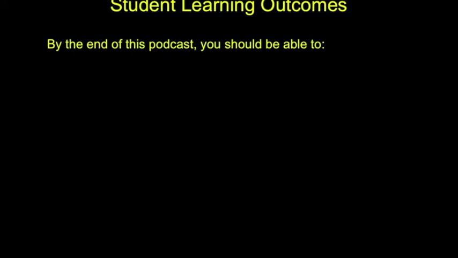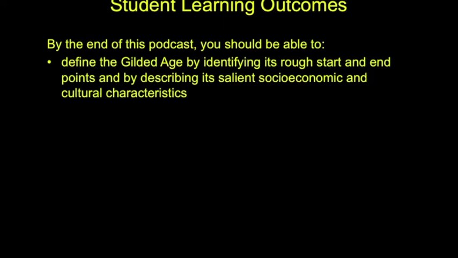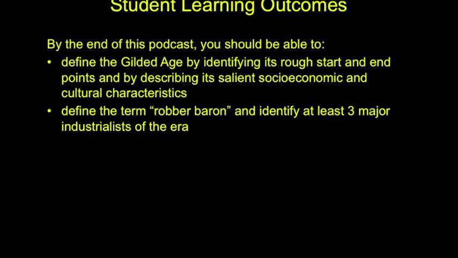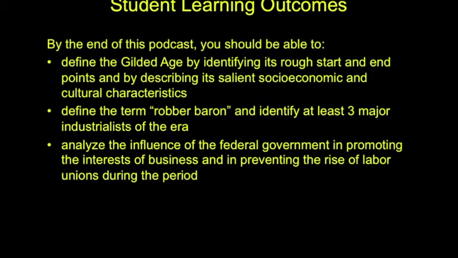By the end of this podcast, you'll be able to define the Gilded Age by identifying its rough start and end points, by describing its salient socioeconomic and cultural characteristics, define the term robber baron, and identify at least 3 major industrialists of the era, and analyze the influence of the federal government in promoting the interests of business and in preventing the rise of labor unions during the period.